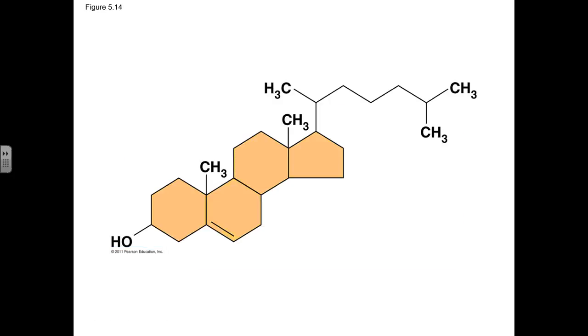And this is a steroid, the structure of a steroid. I think that's cholesterol. All right, and that's it for this particular video. We just did carbohydrates and lipids. And the next one, we're going to look at proteins and nucleic acids.